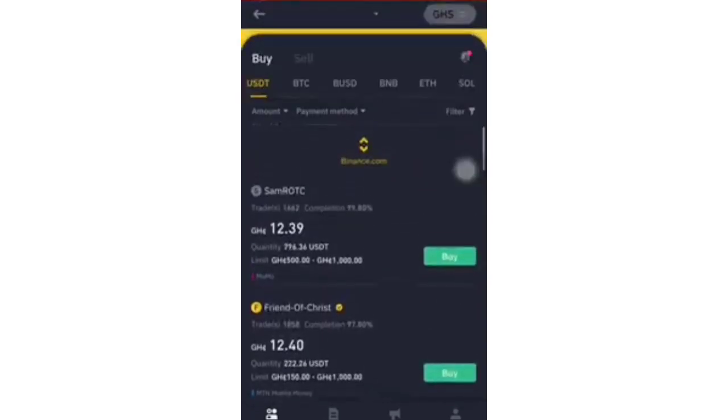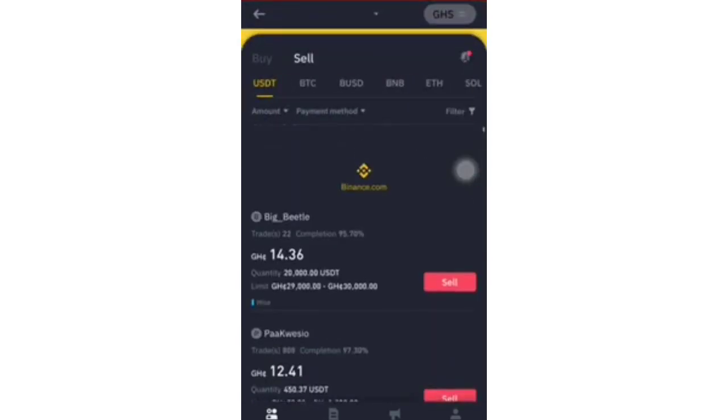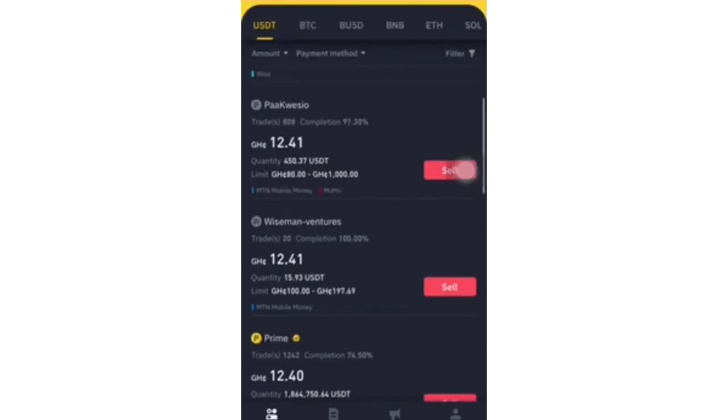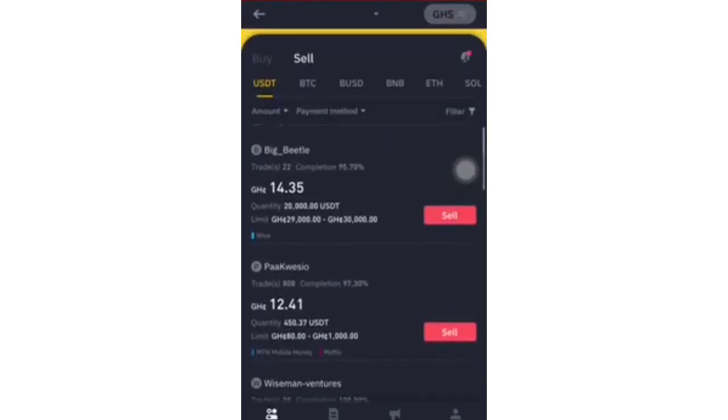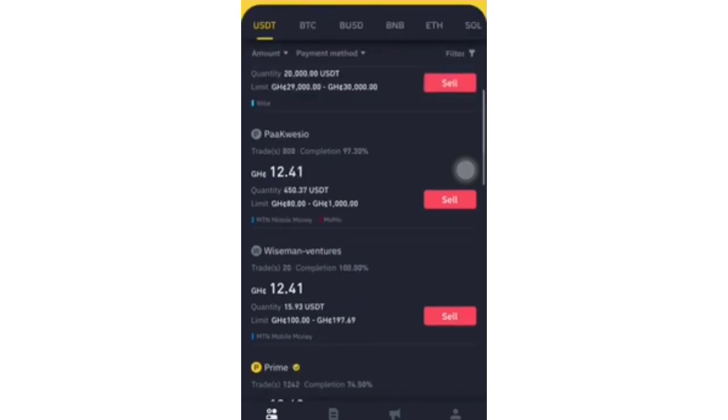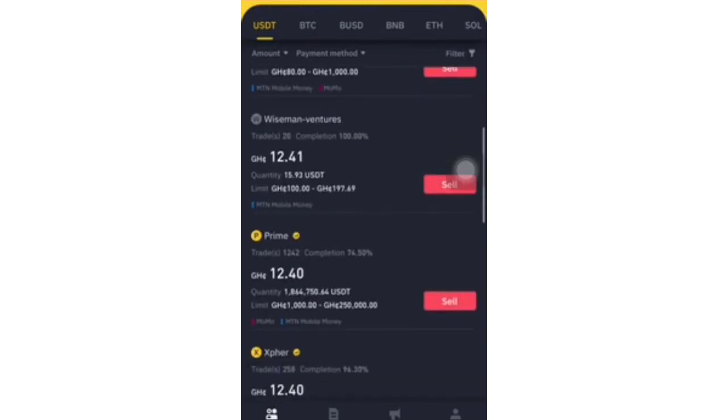If you want to sell, it means people want to buy, and people who are ready to buy at a very high price come first for the sale. So you can see this 14, the person is ready to pay for $1. They are ready to give you 14.35 Ghana cedis. You understand? In pesos, 35 pesos, right? So that's how it keeps going, getting lower.